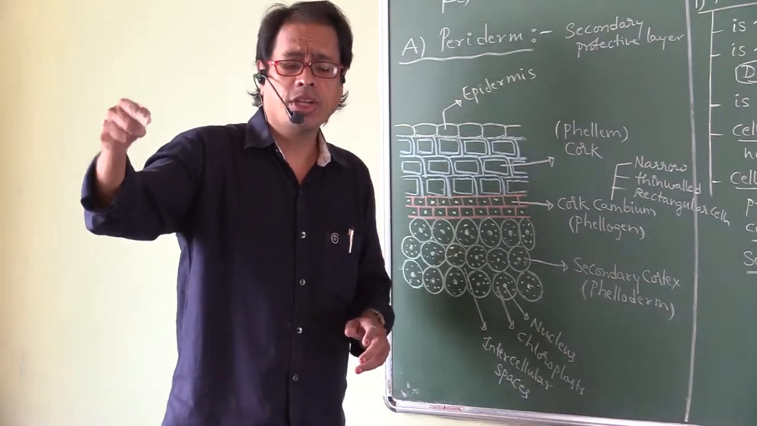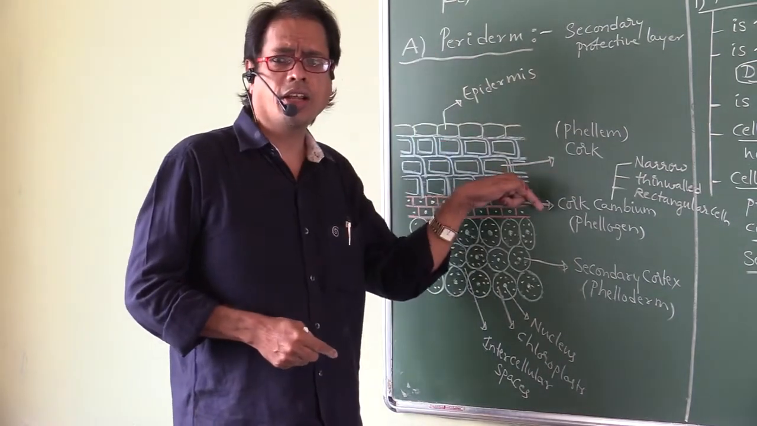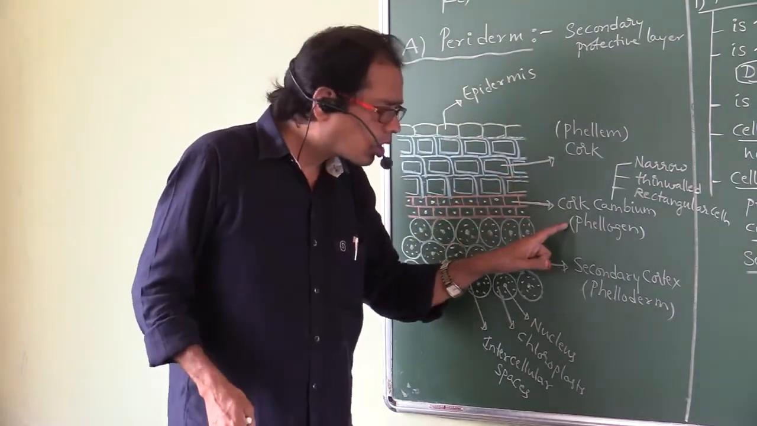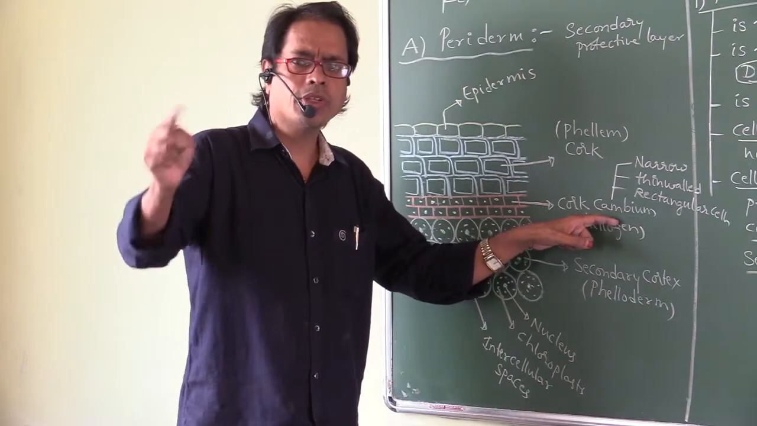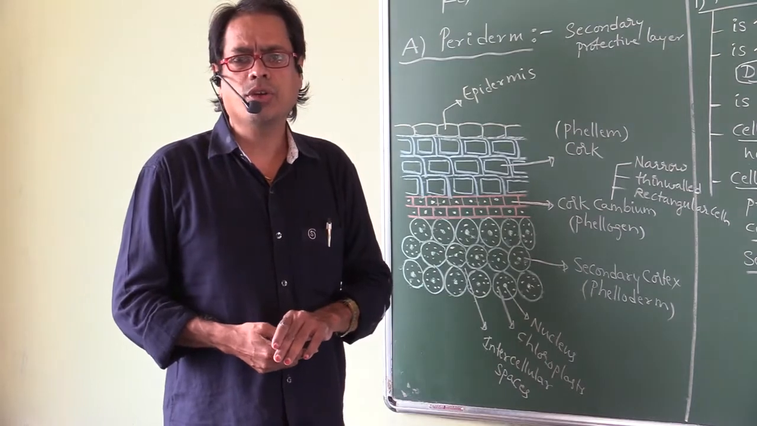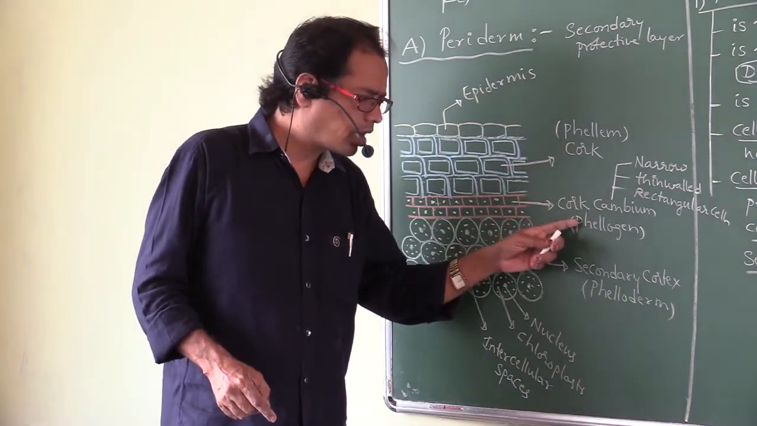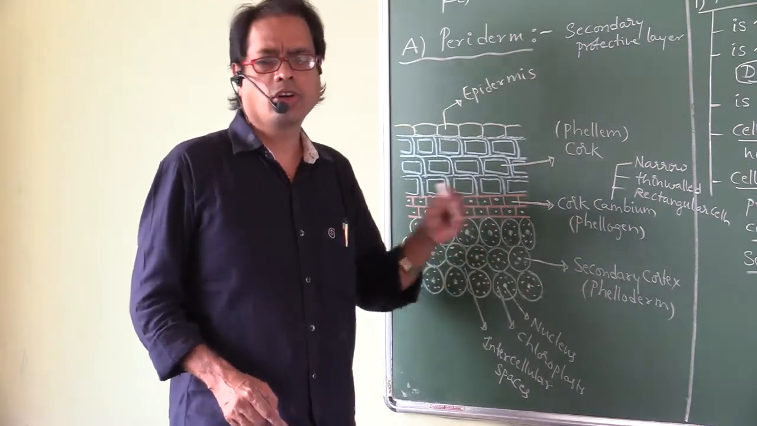Intrastellar secondary growth means formation of vascular cambium. Extrastellar secondary growth means formation of cork cambium. Cork cambium is also called phellogen. How many kinds of layers do you find in periderm? Phellum, phellogen, phelloderm. Okay.